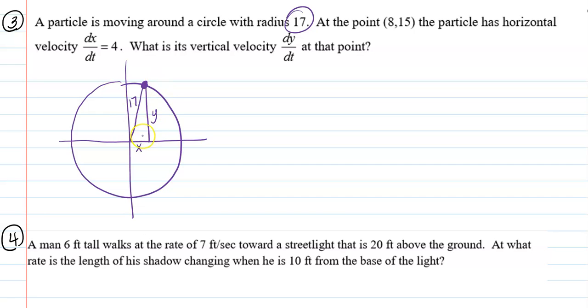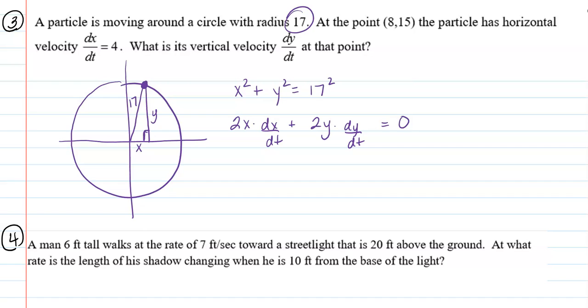Okay, so I still see that this is a right triangle. So x squared plus y squared is equal to 17 squared. Take derivatives of all of these parts. So 2x times dx dt plus 2y times dy dt is equal to 0.